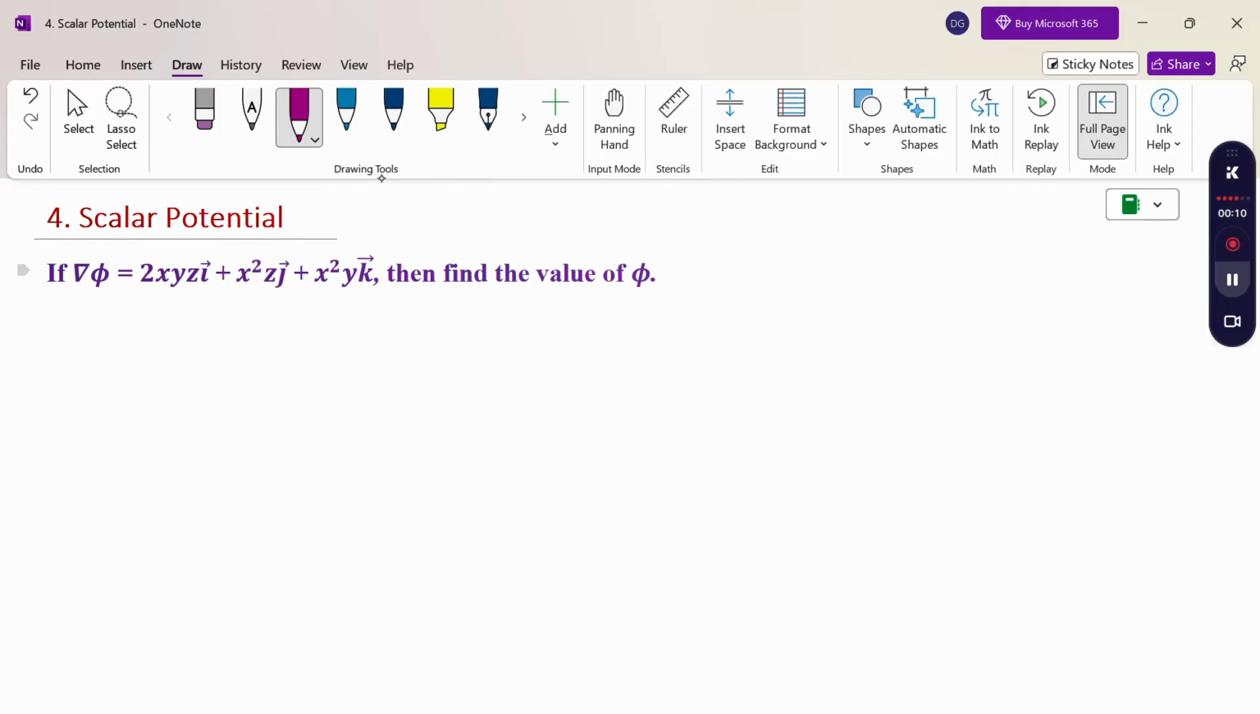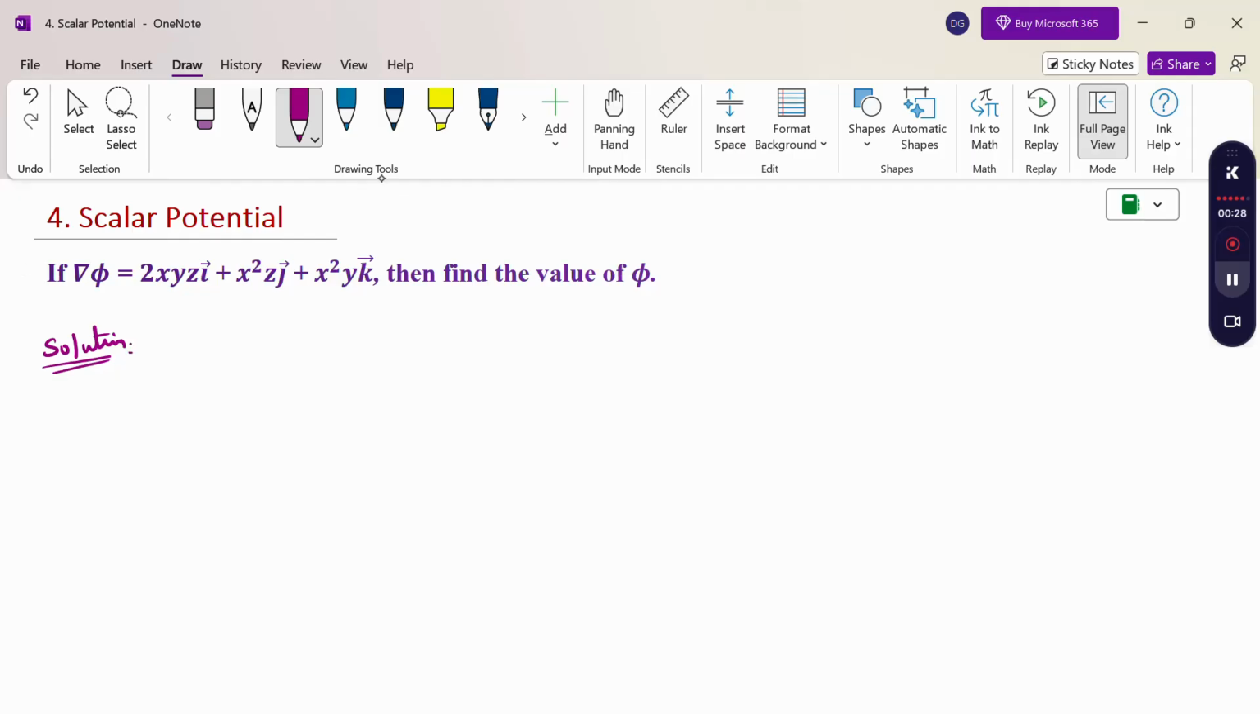In this section we are going to discuss a scalar potential problem. Look at this problem. If del pi equals 2xyz i vector plus x square z j vector plus x square y k vector, then find the value of pi. Now first of all, what is a scalar potential?